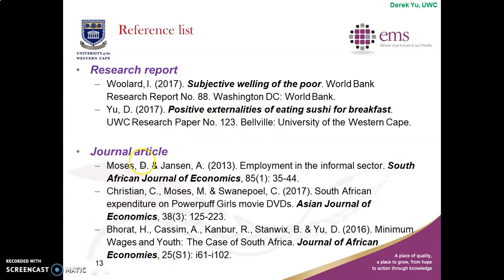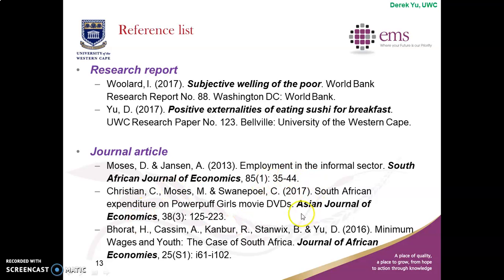Then I move on to journal articles. First of all, the surname and initials, and then the year, then the name of the journal article, Employment in the Informal Sector. Only afterwards, you show the name of the journal, South African Journal of Economics, followed by the volume, 85, then the issue number. Remember, there could be 4 quarterly issues. So this is issue 1, the first issue of the year. Volume 85, issue number 1, colon, then the pages.